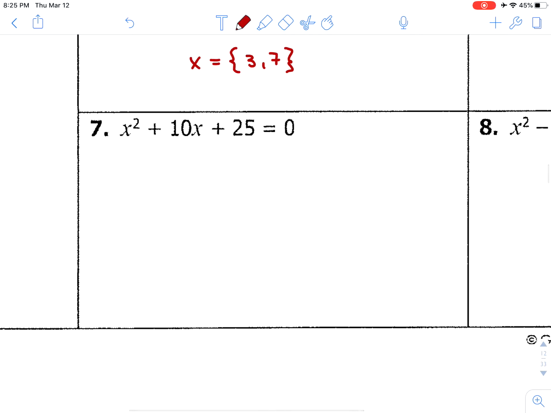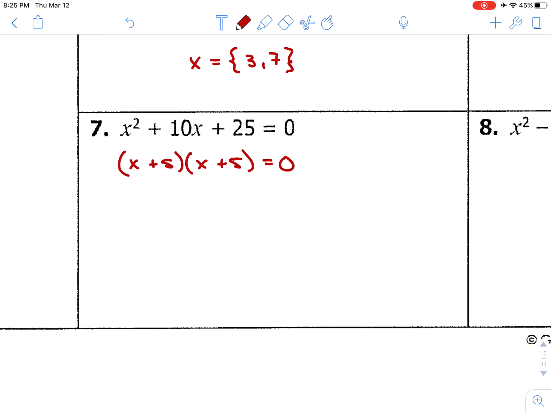All right, moving on to example number 7 here. Again, any GCFs? In this case, no. A is 1, so sum and product. I need two numbers that multiply to 25 that also add to 10. So here it's actually going to be 5 and 5. 5 times 5 is 25. 5 plus 5 is 10. So I'm going to have x plus 5 times x plus 5 equal to 0.